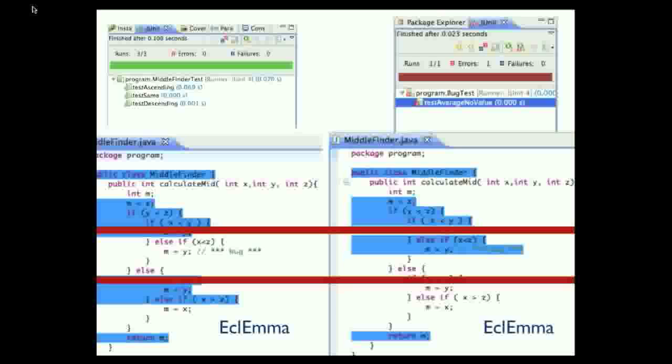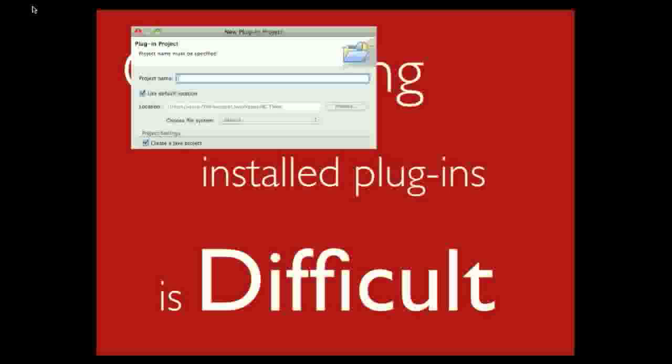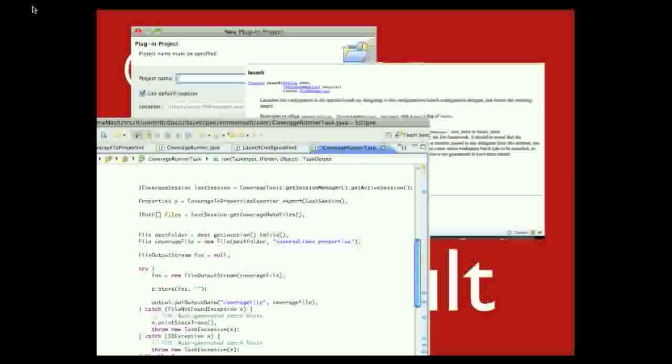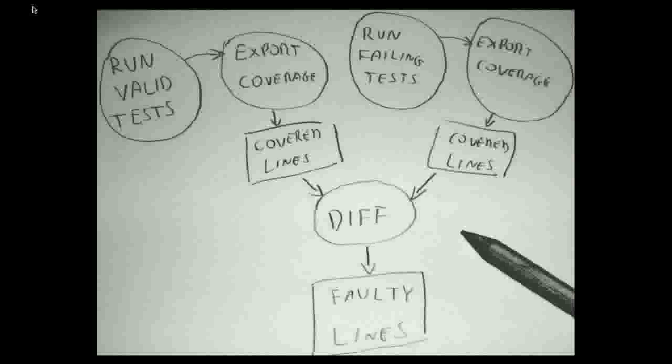Unfortunately, automating these manual compositions with current development environments is difficult. For example, in Eclipse, you need to implement a new plugin to design and implement this composition, then learn the APIs of the plugins that you want to compose, write a lot of glue code, and finally start a new instance of Eclipse in order to run this composition or debug it. We think that plugin composition should be much easier, like drawing the workflow on a paper.